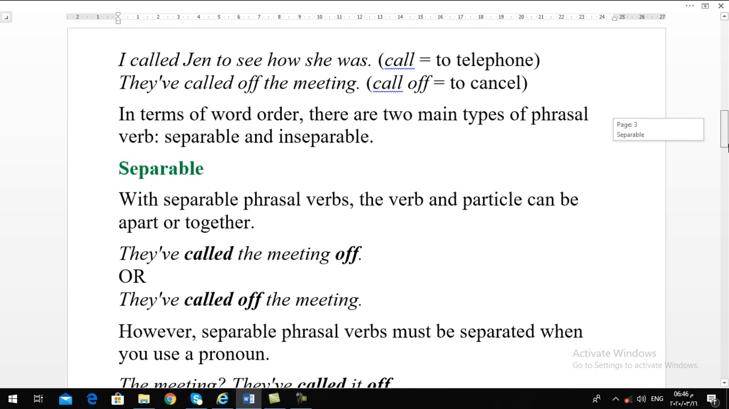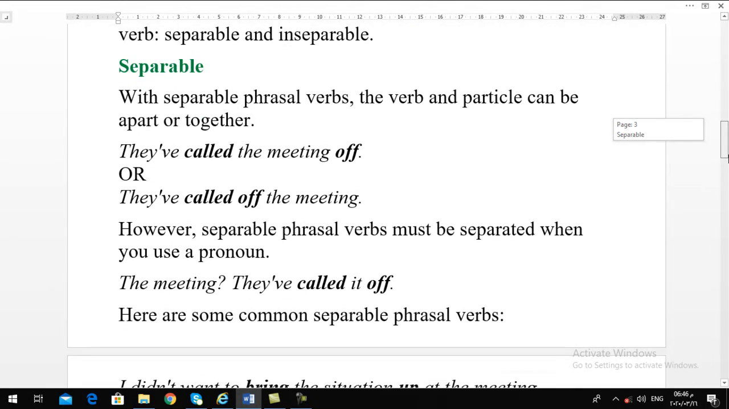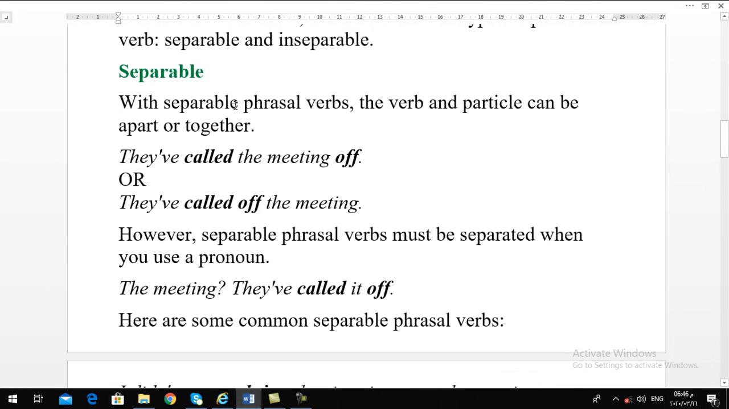I think we have explained separable and inseparable. Separable, like with a separable phrasal verb, the verb and particle can be apart or together. Like, they have called the meeting off. Here, called and off are apart, away from each other, because I put the object between them, the meeting.